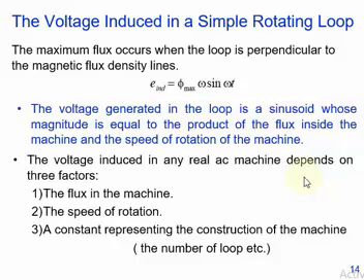But a third factor would also be considered, which is the number of loops. So if we conclude, we can say the voltage induced in any real AC machine depends on three factors: the flux in the machine, the speed of rotation, and a constant representing the construction of the machine, which in our case would be the number of loops, capital N.